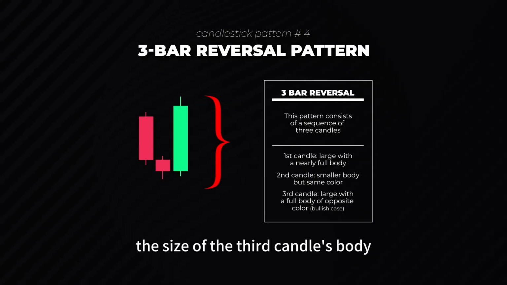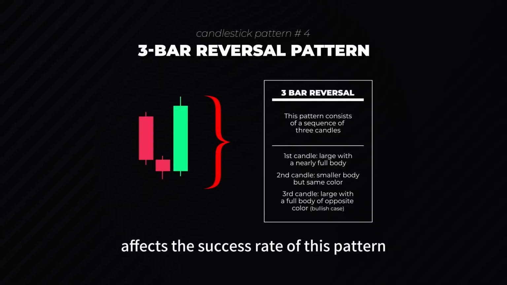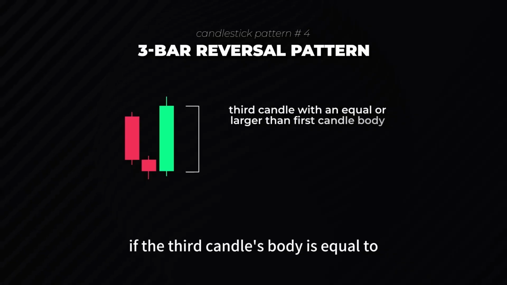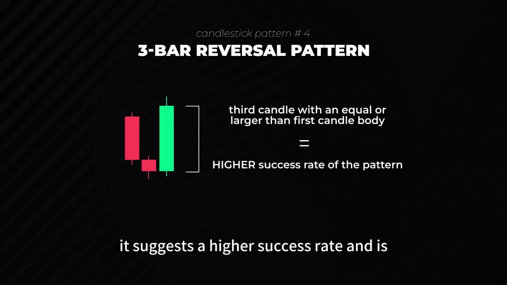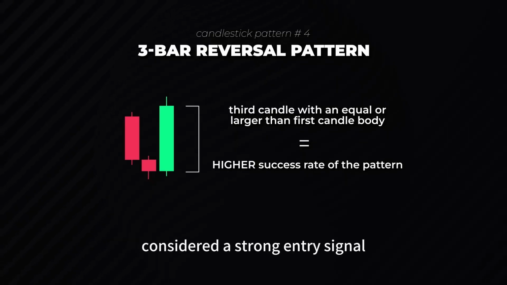The size of the third candle's body affects the success rate of this pattern. If the third candle's body is equal to or larger than the first candle, it suggests a higher success rate and is considered a strong entry signal.